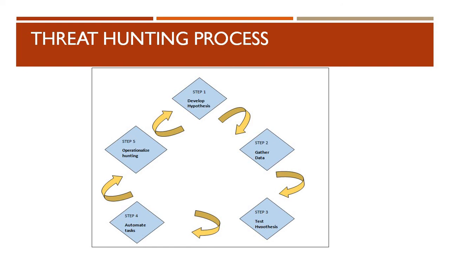So hypothesis, as I said, is basically an assumption. So develop, gather, test, automate, and operationalize your threat hunting. That's where the manual task of a threat hunter would also get reduced once the task gets automated. A manual intervention would also be there because each and every day there will be new threats coming, and there obviously you'll be developing new hypotheses, gathering data, testing those new hypotheses, automating new tasks, and then again operationalizing the entire flow of your threat hunting. So that's the threat hunting process for you.